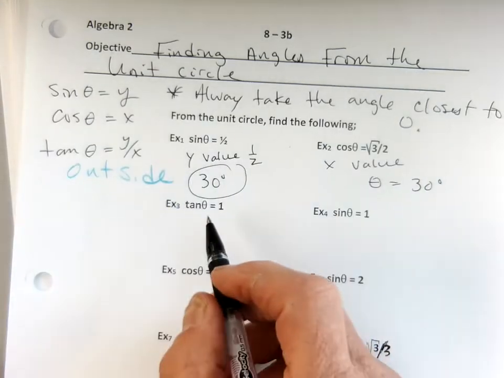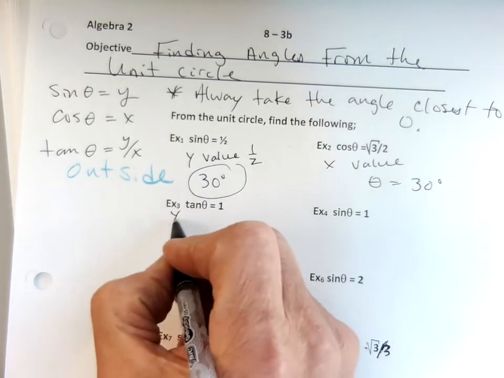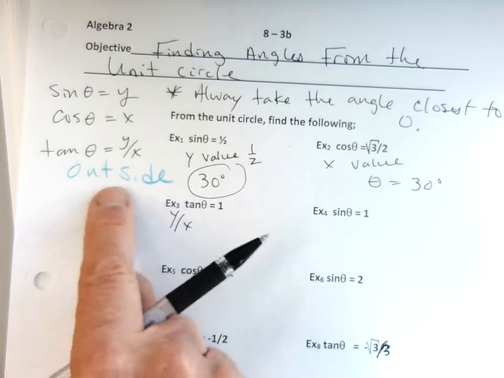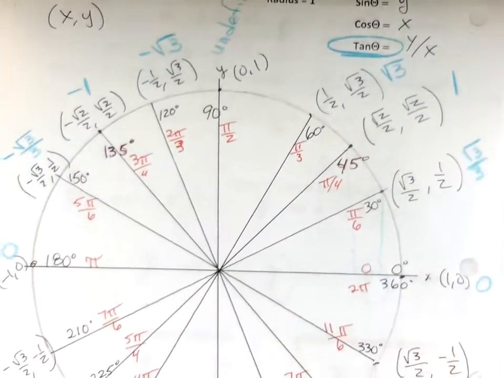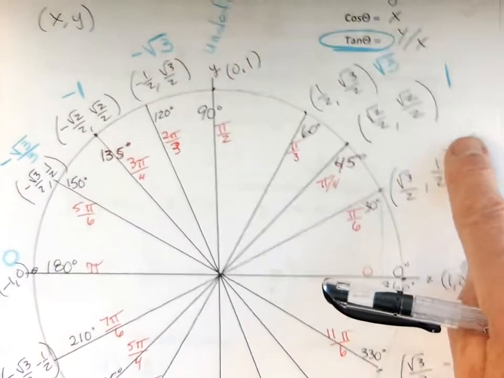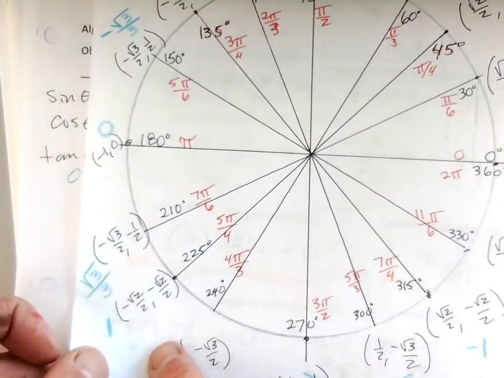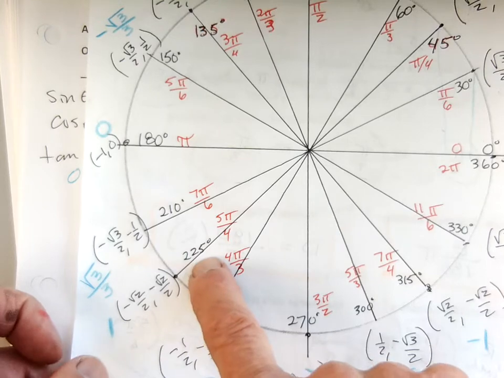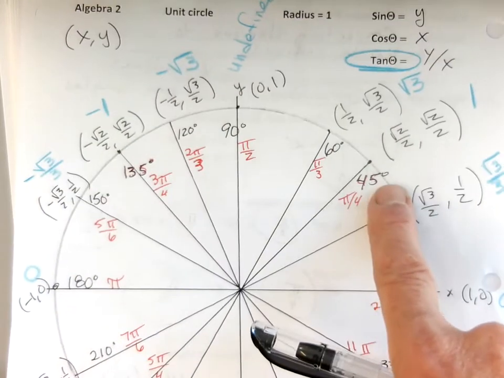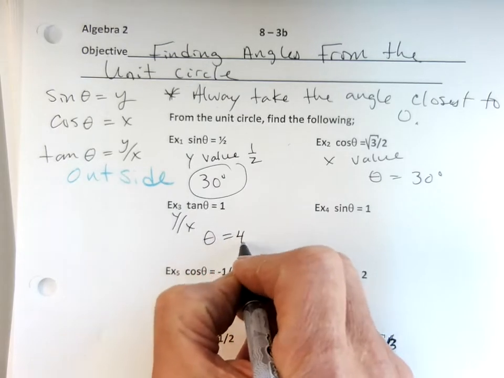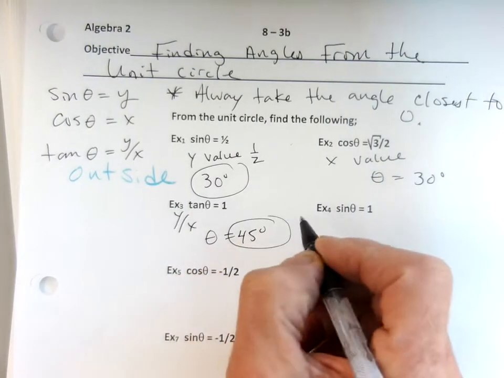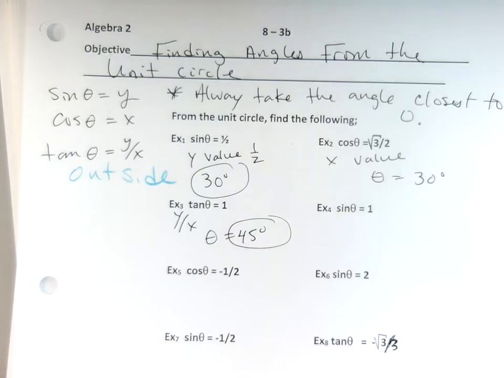Tangent is my y over my x values, but we made it easy. We put all of our tangent values on the outside, right? So I've got one right here at 45, and I got the other at 225. But which one's closest to 0? That is the answer. What do you think? Not too bad. You're actually doing trig that your calculator can do, but you're doing it without a calculator.